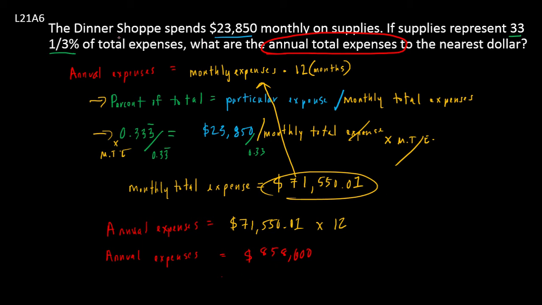We were told that the dinner shop spent $23,850 a month on supplies, and that supplies were about 1/3 of their total expenses. So if they spend that much per month, first of all, we needed to know what their monthly expenses were. So we tracked backwards and we said, well, if $23,850 is 1/3 of their monthly expense, what's their full monthly expense, which we found to be $71,550 and a penny. So that told us what their monthly expenses were, but we wanted to know annual expense, so we took that number multiplied by 12 to find what they were paying yearly.